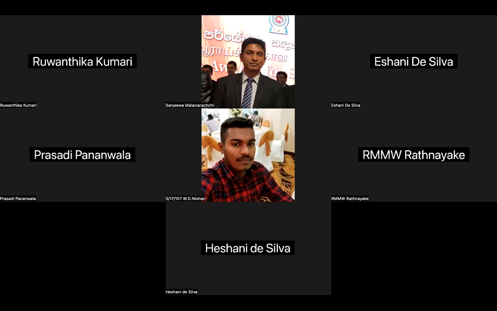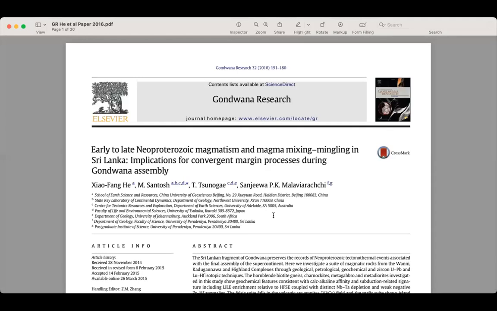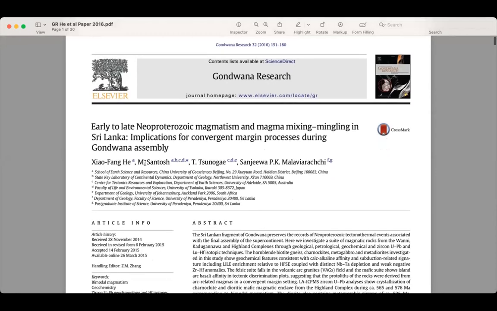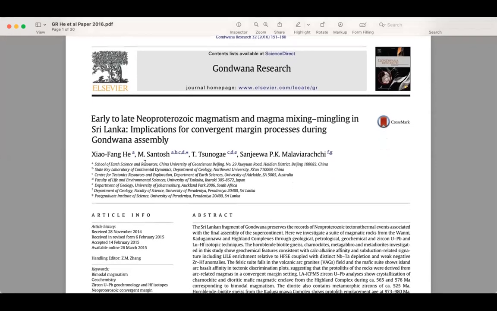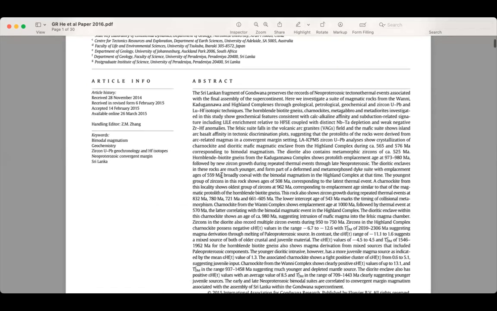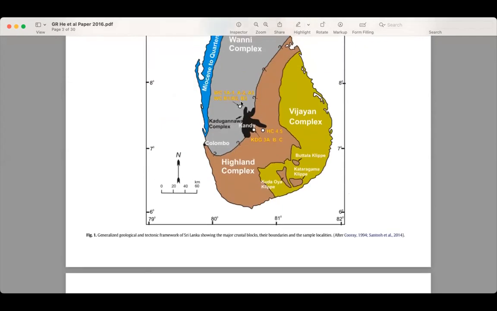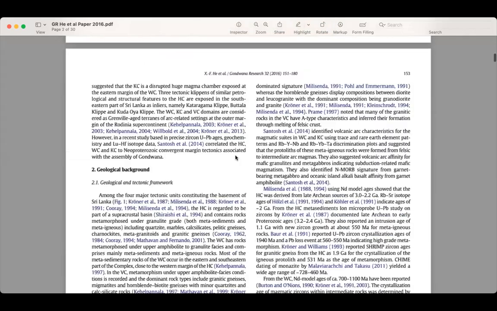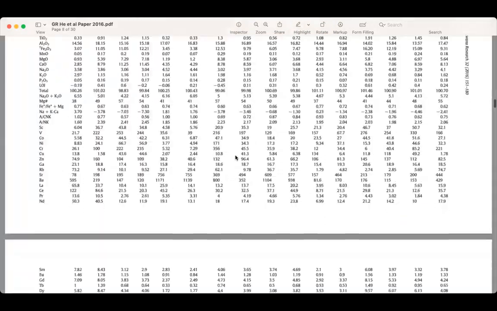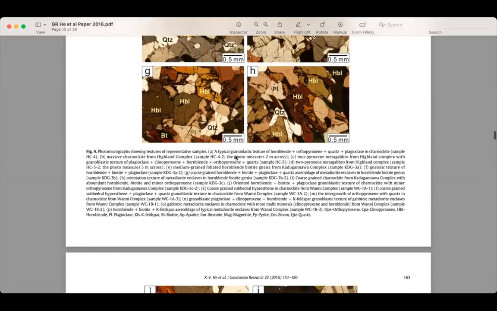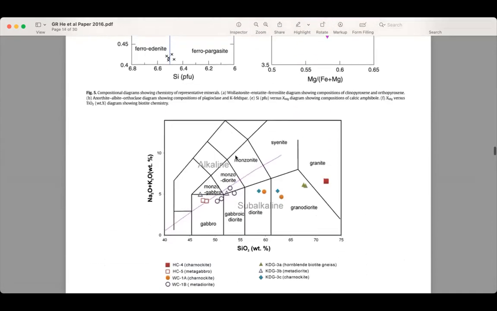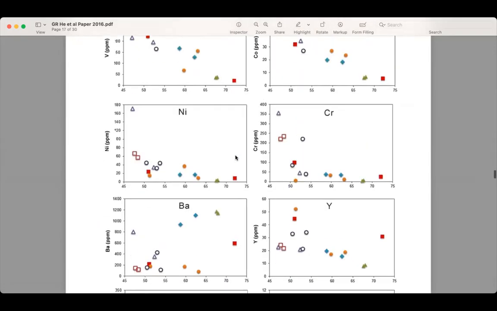Okay, let me show you one publication. Okay, I hope you can see this document, right? This is from one complex. Yeah, this is from one complex. Some rocks here. You see Vanni and Kadugannawa complexes, and petrology, geochronology, geochemistry. Everything has been done in this paper. So let's move to the geochronology part.